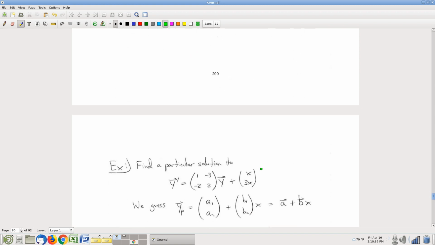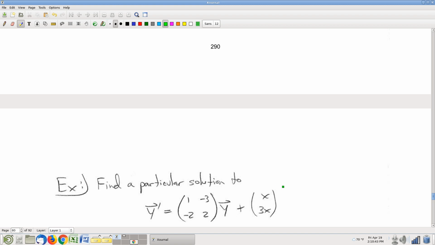Let's see here. This question, the same question that we answered by going through that whole tedious process, let's just try to guess. And by the way, the analogy to Chapter 4 continues. Right? So in Chapter 4, how did we find particular solutions? We guessed, right? Educated guesses, undetermined coefficients.